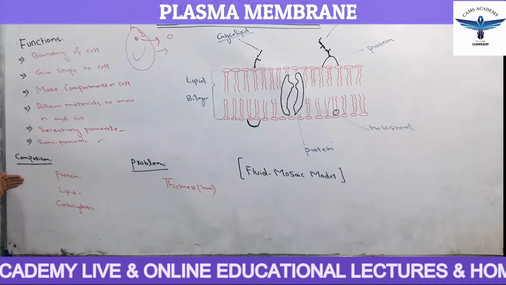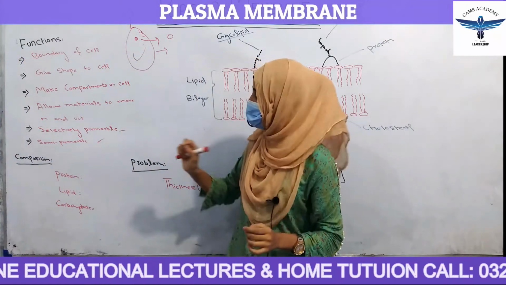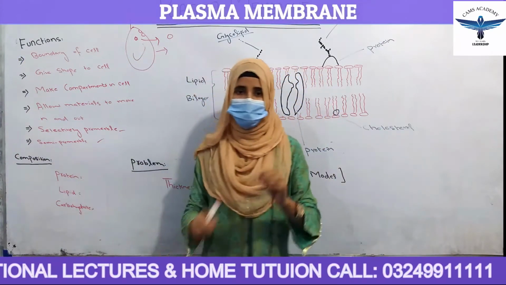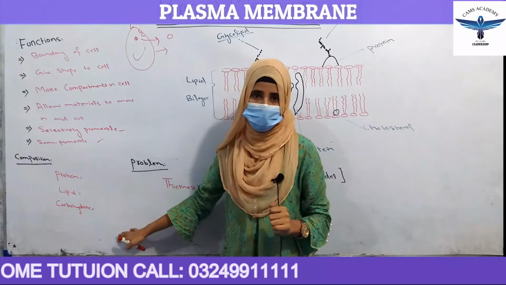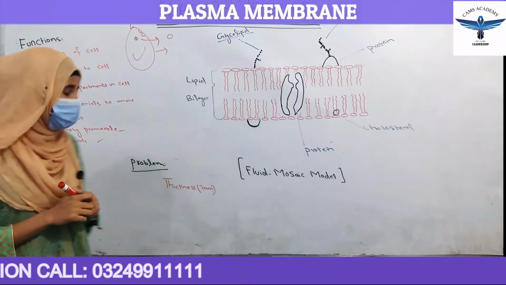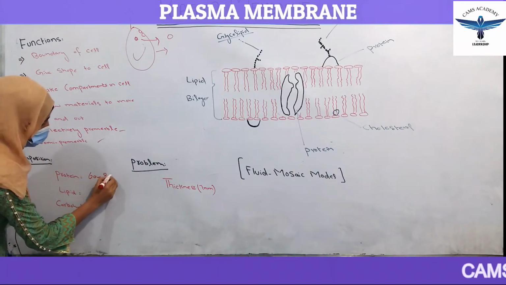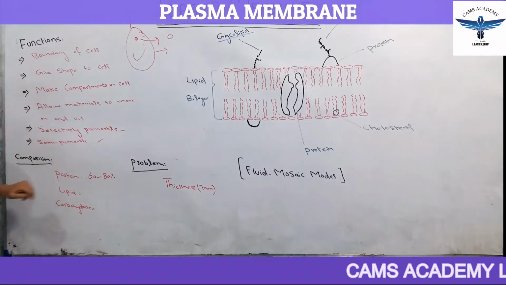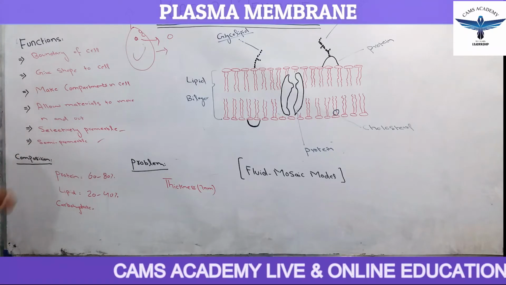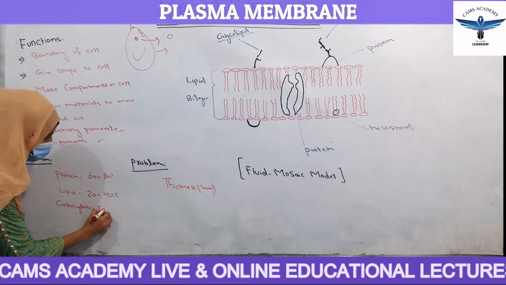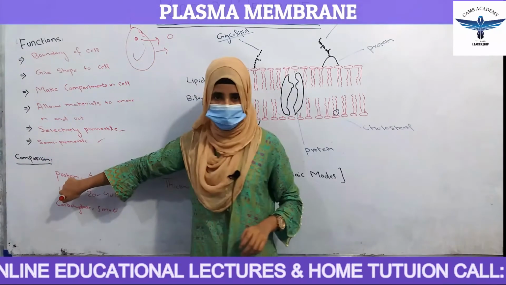Let's move toward the composition. The chemical composition of the cell membrane has three components. That is protein, lipid and carbohydrate. The percentage is 60 to 80% protein present in a cell membrane, 20 to 40% lipid, and a very small amount of carbohydrate. So this is the composition of a cell membrane.